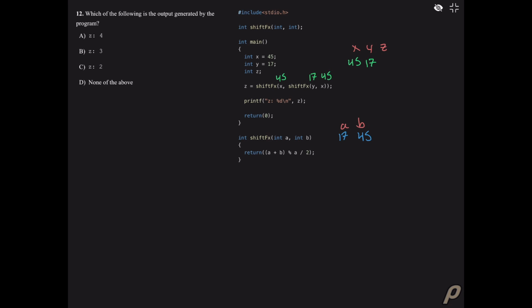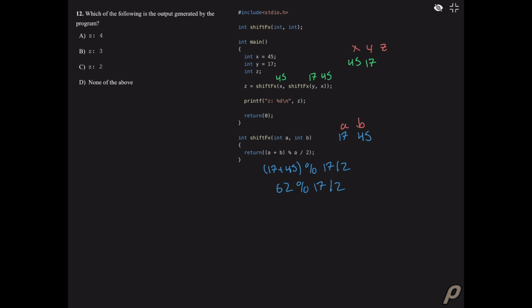And so let's figure out what that is all going to work out to be. So we have 17 plus 45 modulus 17 divided by 2. So we've got to follow our order of operations here. So we'll do our 17 plus 45 first. So that gives us 62 mod 17 divided by 2. And we still have to follow order of operations. So we've got to do the 62 mod 17 first.